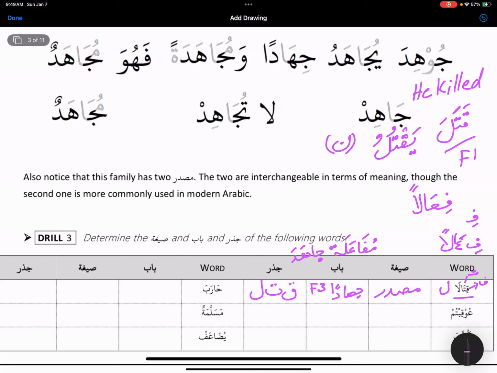Now, if we want to bring it to family 2, what would it be? Qattala. He massacred. Right? So this is qattala, and then mudari would be? Yuqattilu. So intensity is there, abundance and intensity. So this is mubalagha over here, right?